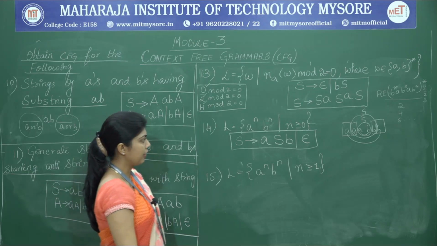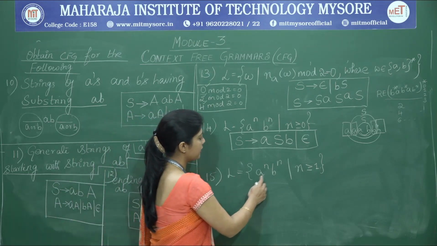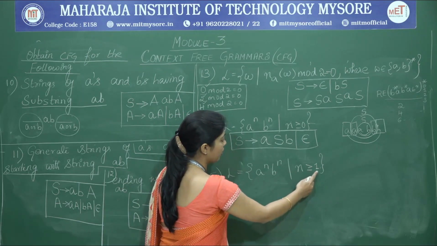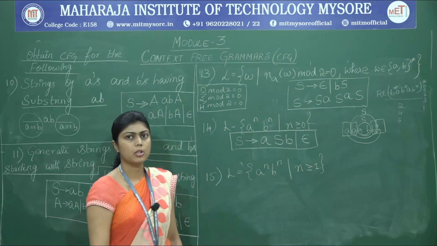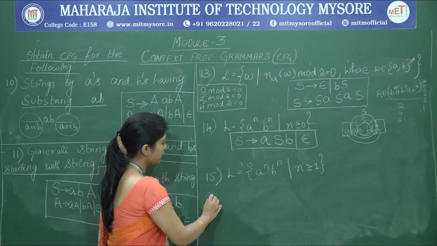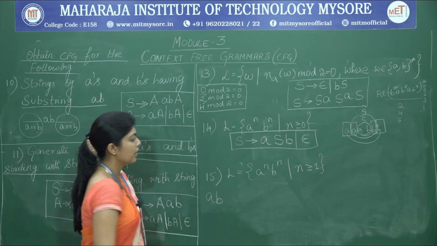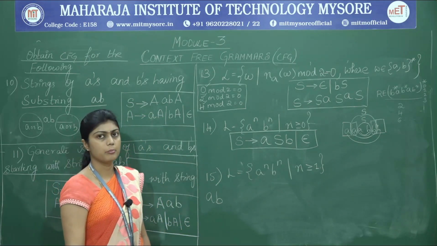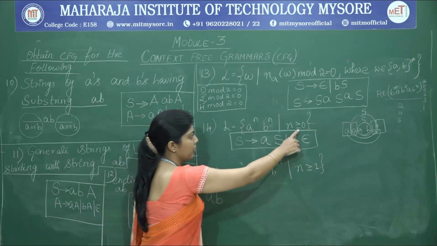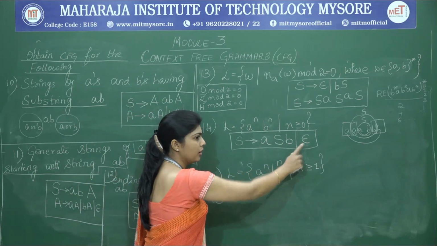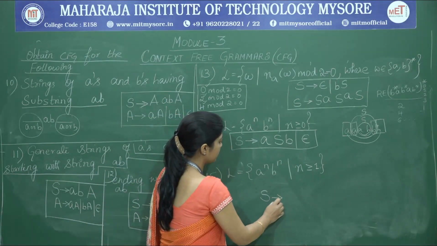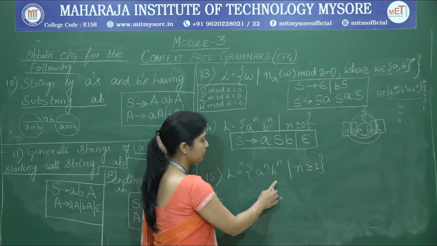We look at the next language which is given to us. Again this is A to the power of n, B to the power of n, where n is greater than or equal to 1. So what is the minimum number of A's and B's that we have to get? The minimum is nothing but AB, a single A and a single B, because the least number here is 1. Here the least number was 0, therefore we put an epsilon. So can we write the same rule again here? Possible, because it is the same problem statement.